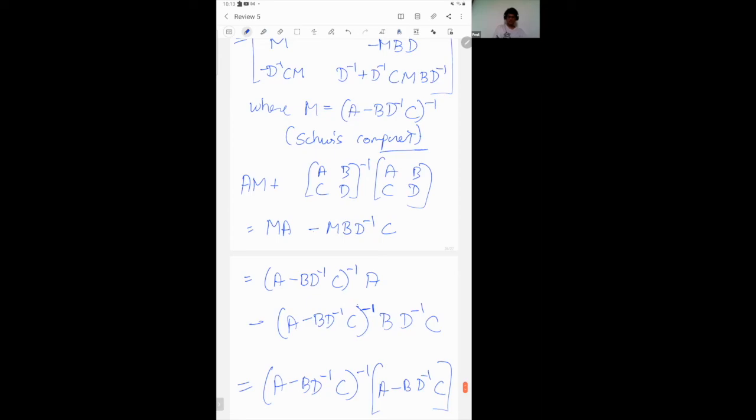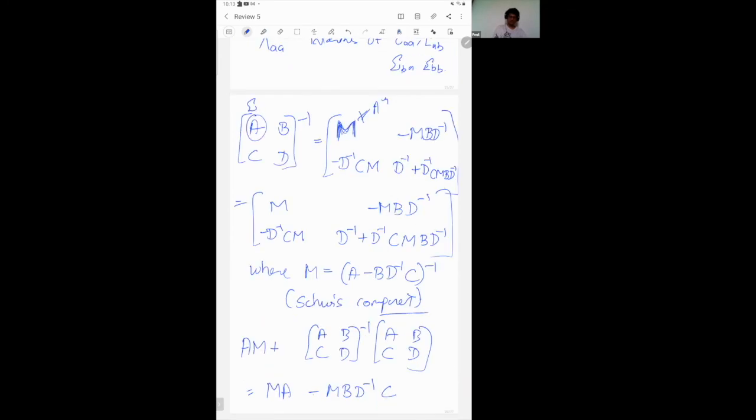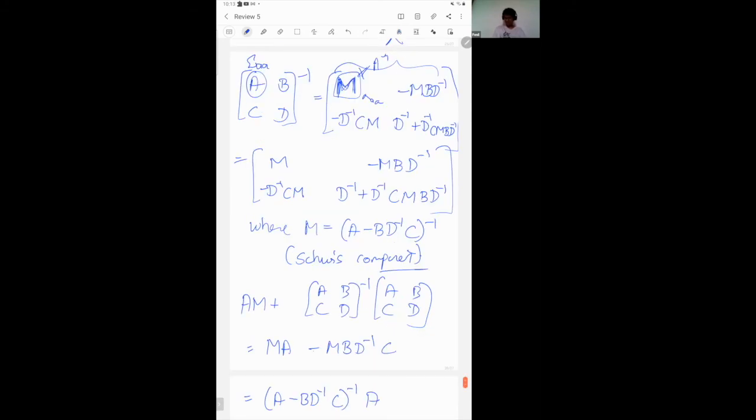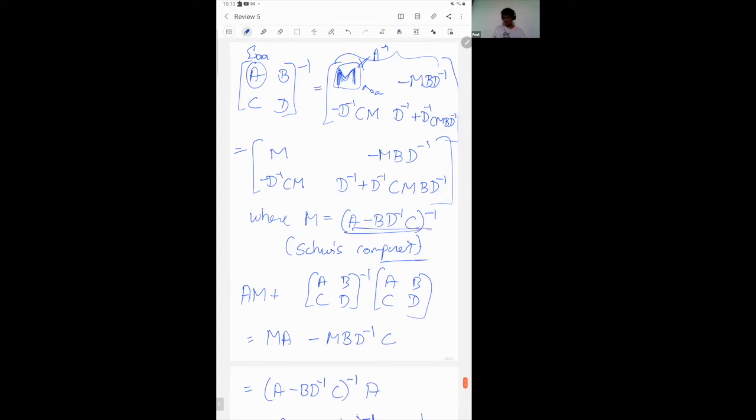This is sigma a, and this thing represents my new a, so my m represents the new a, and we know that m is simply a minus b d inverse c. So if I just substitute a as sigma a, b as sigma ab, then what I get is sigma a minus sigma ab times sigma bb inverse times sigma ba.